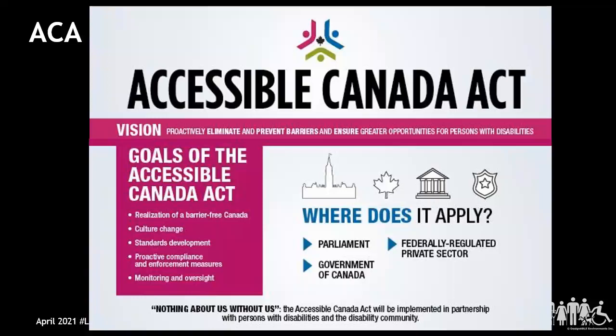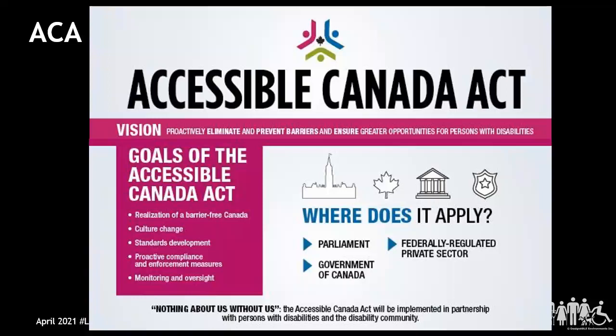The goals of the Accessible Canada Act include 5 things. 1, the realization of a barrier-free Canada. 2, culture change. 3, standards developments. So the Act itself doesn't tell you how to do it, the standards will. 4, proactive compliance and enforcement measures. And 5, monitoring and oversight.